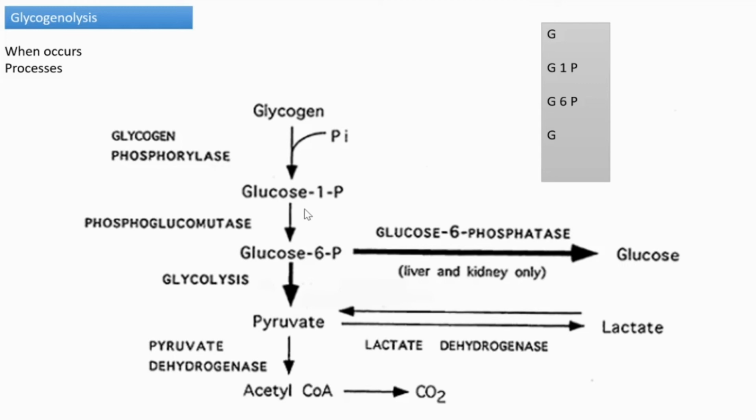Glucose 1-phosphate. In the second step, what is happening? This glucose 1-phosphate undergoes isomerization, meaning its form is changing to another form, with the help of a mutase. What type of mutase? Phosphoglucomutase.